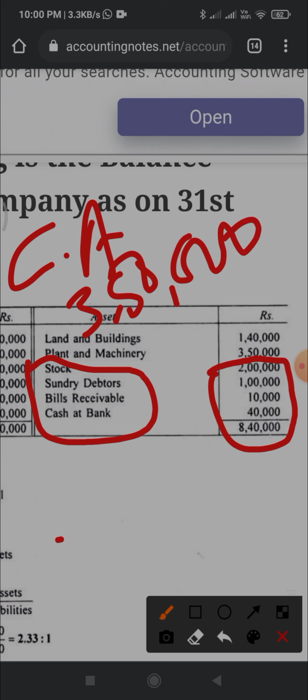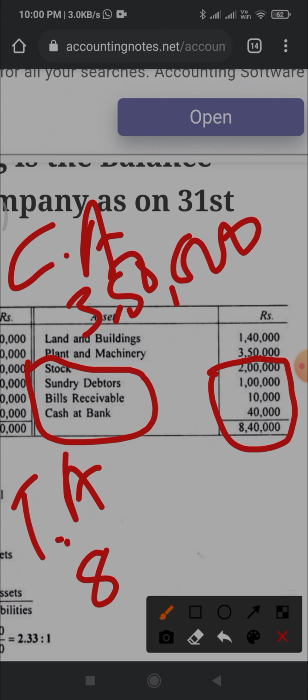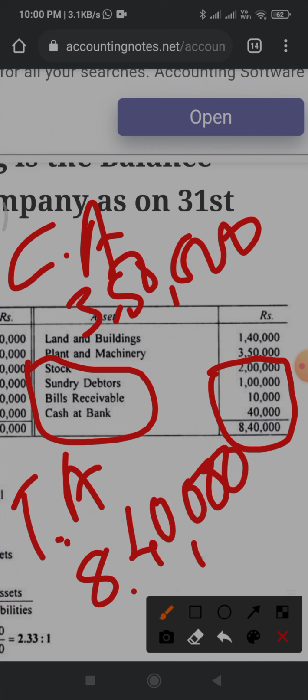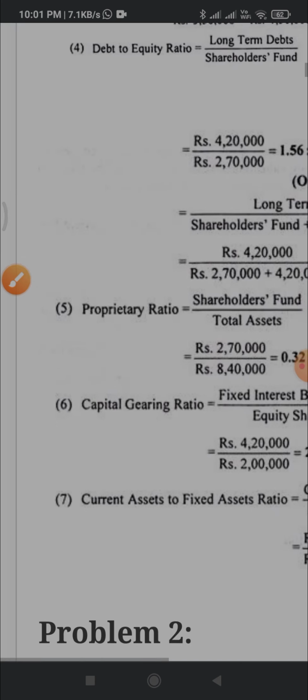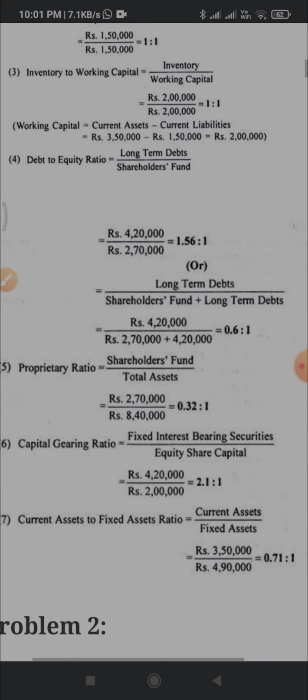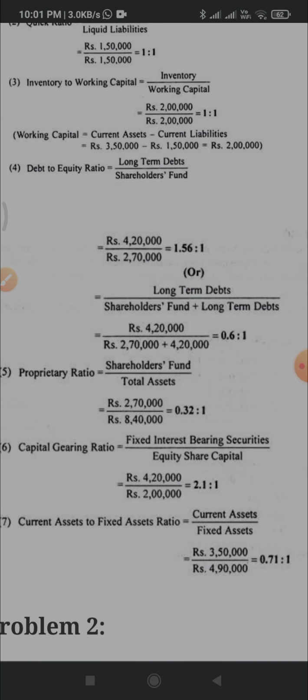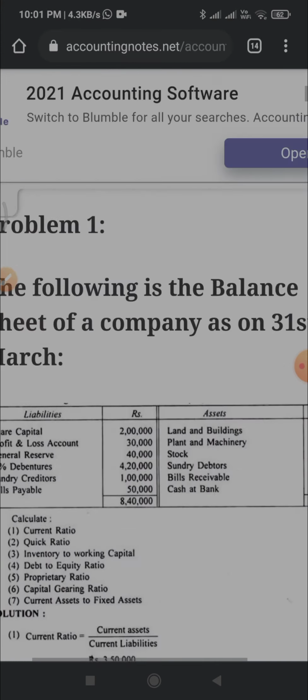Then total assets equals to 8,40,000. We should take here now 8,40,000. Current assets equal to 3,50,000. Total assets equals to 8,40,000. Okay, so what is the formula here now? Current assets to fixed assets ratio. Sorry, you need to take fixed assets ratio.